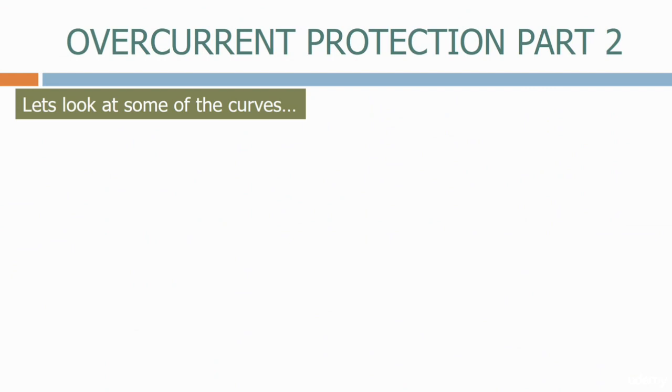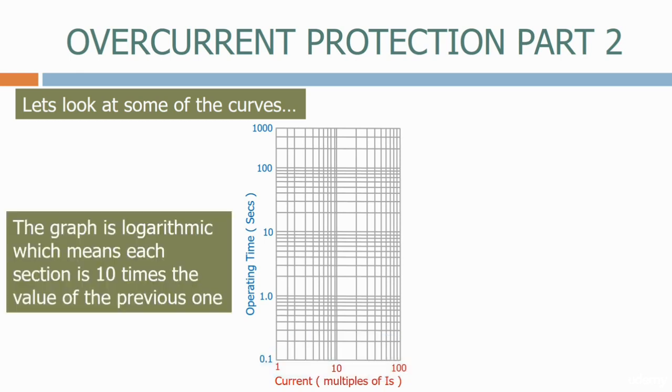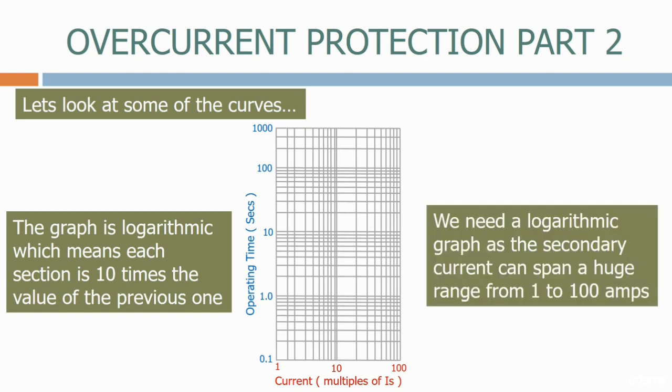Let's look at some of the curves. Here we have a graph, with the relay operating time in seconds on the left-hand side. On the bottom axis, we have the current, which is multiples of the CT secondary current IS. The graph is logarithmic, which means each section is 10 times the value of the previous one. We need a logarithmic graph, as the secondary current can span a huge range, from 1 to 100 amps.